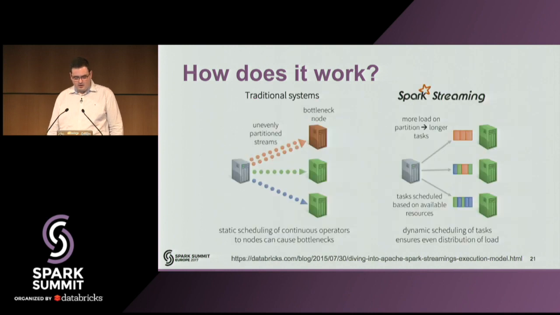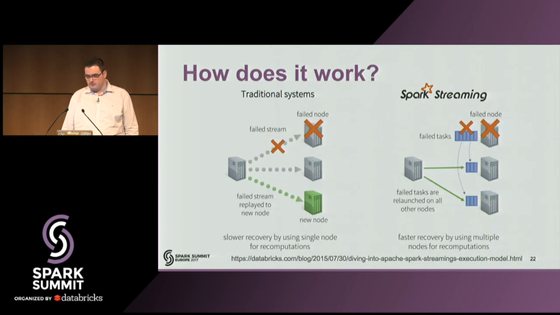But how does it work and what makes it great? The so common problem of skewed data or unevenly partitioned streams can cause bottlenecks more easily on traditional systems, saturating the nodes which handle them. In Spark, we can just schedule tasks on nodes independently of the original partitioning, based on available resources. Also, in case of failure, instead of replaying the stream on a newly spawned node, we can relaunch only the failed task on other nodes of the cluster.